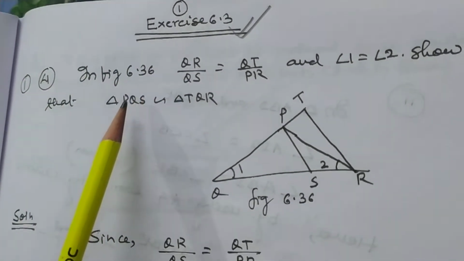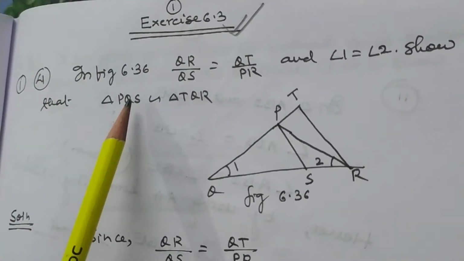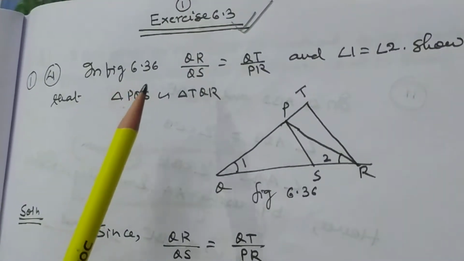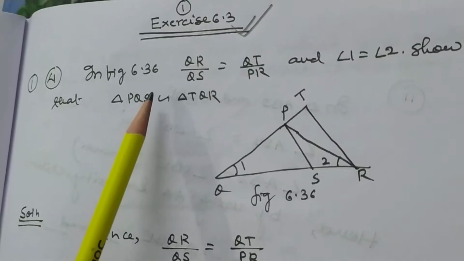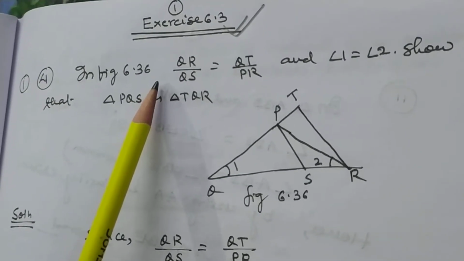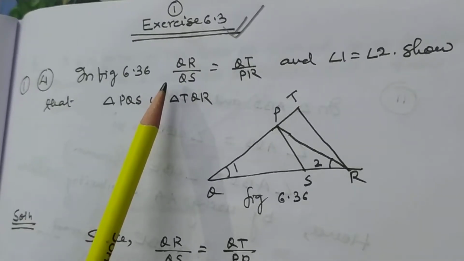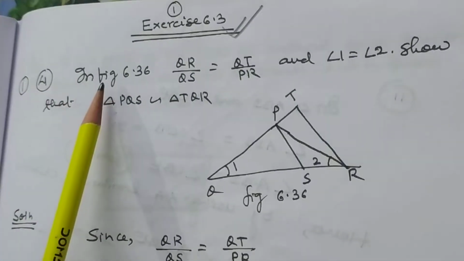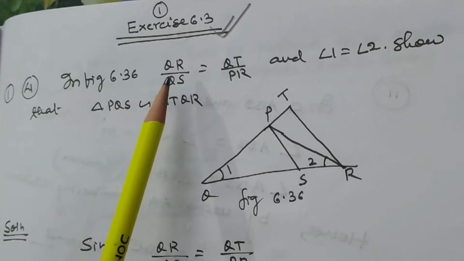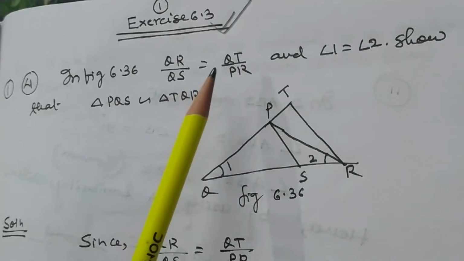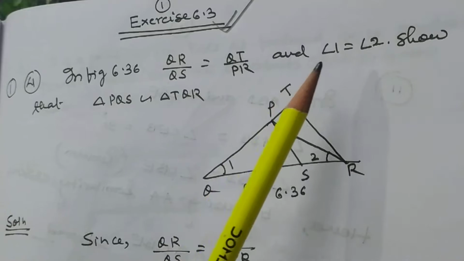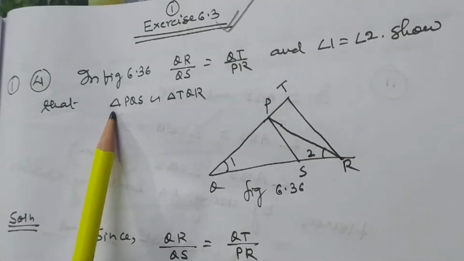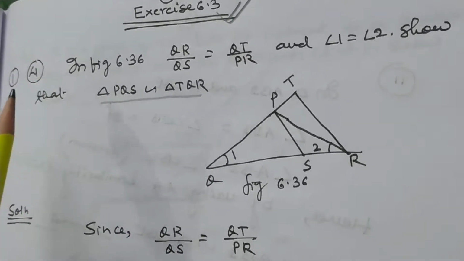Students, now I want to discuss a problem of exercise 6.3 of NCERT, and this problem is based on the concept of similarity of two triangles. So my dear student, in problem number 4 it is given that in figure 6.36, QR by QS is equal to QT by PR and angle 1 is equal to angle 2, so that triangle PQS is similar to triangle TQR.